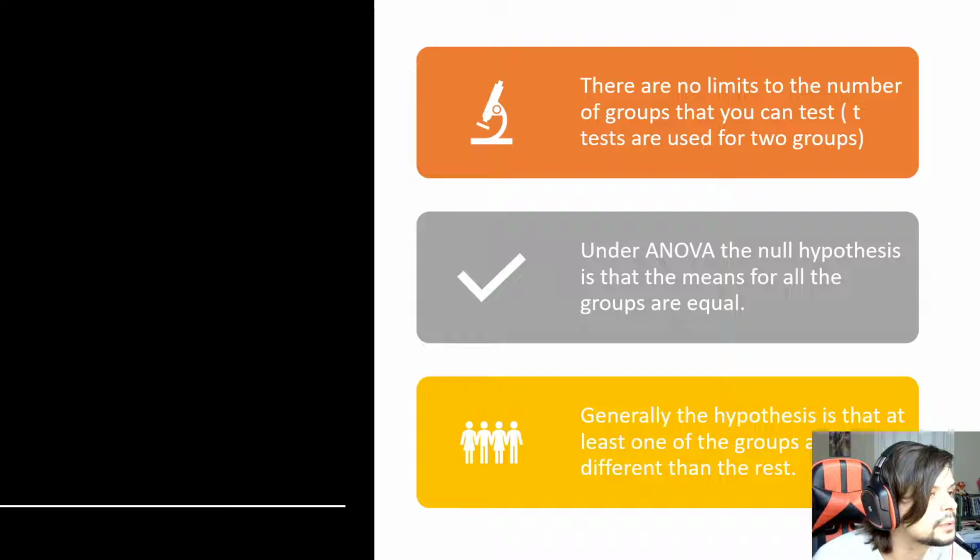There are no limits to the number of groups you can test. Under ANOVA, the null hypothesis, in other words, the lack of a hypothesis, is that everything is equal. And then generally, the alternative hypothesis, I should say, is that one group is different than the rest.